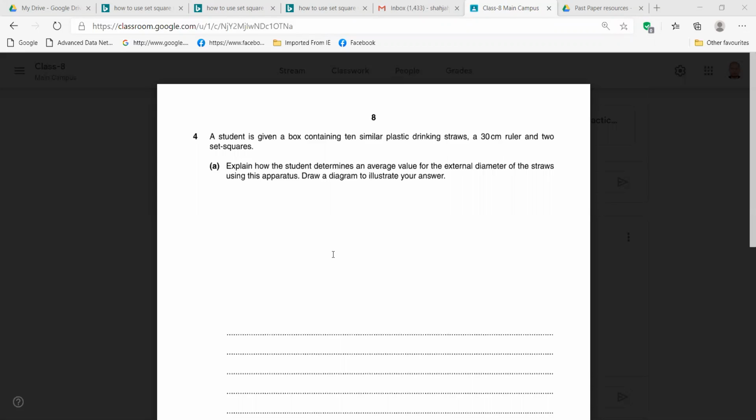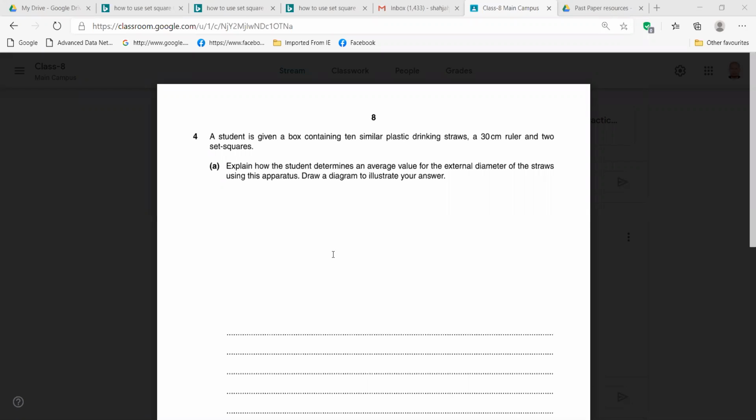Is it clear? Now, if you are taking only one, the value you get might have some errors, right? But if you take the measurements for all and take the average, then it will have less error. For 10 straws. So if you are getting the average, then you are getting less error. And to make it more accurate, we are using set squares.